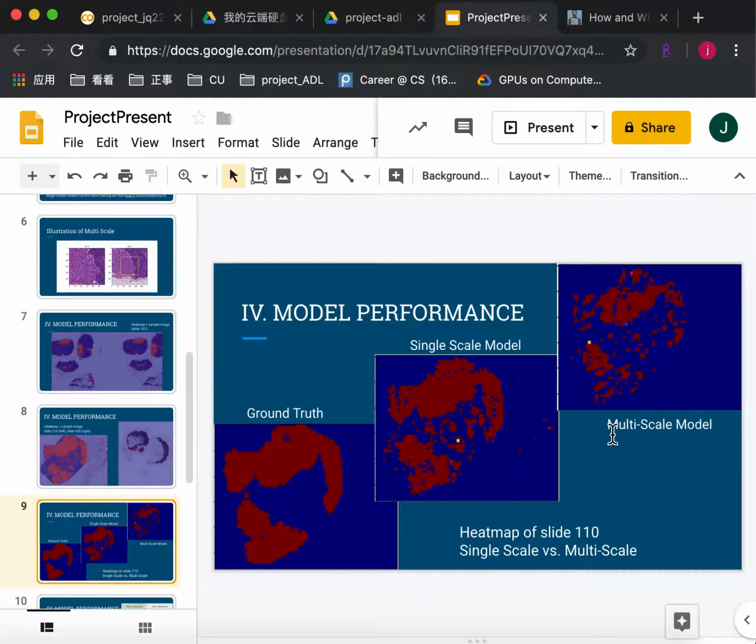Here we could also use the heat map of predicted cancers to decide which model is better for the job. The left corner is the ground truth, with the red place as the tumor region, the middle one is the single-scale model prediction, and the upper one is the multi-scale model. We could see that the single-scale has a better prediction than the multi-scale one, but it still has some center false positive regions.